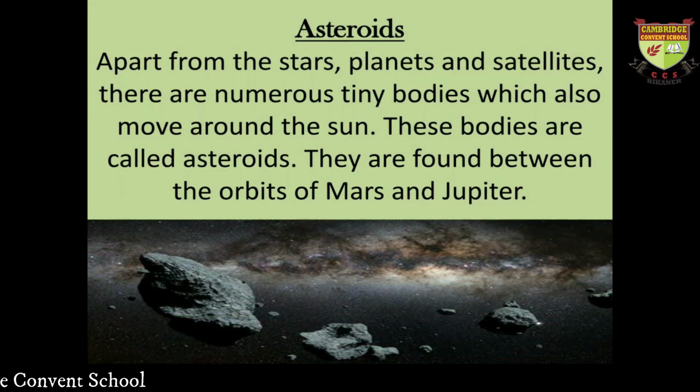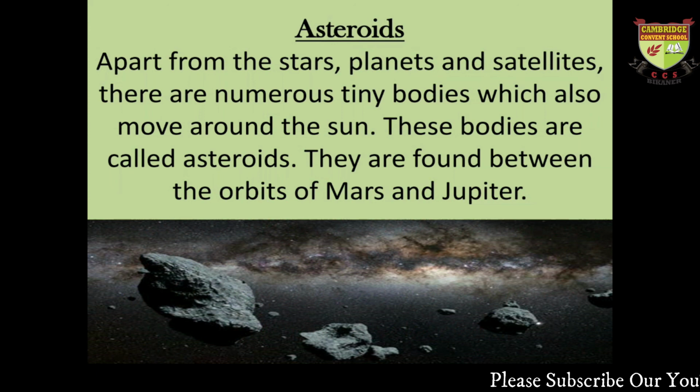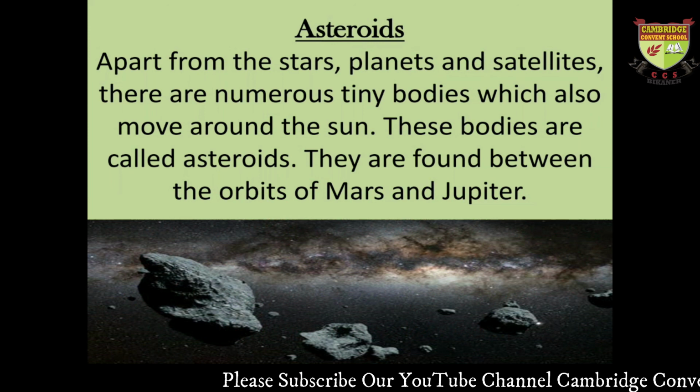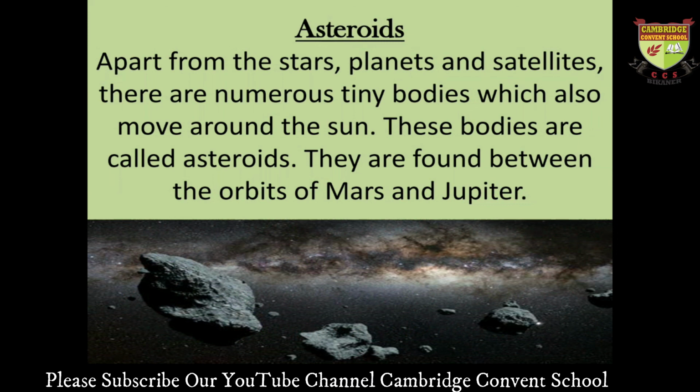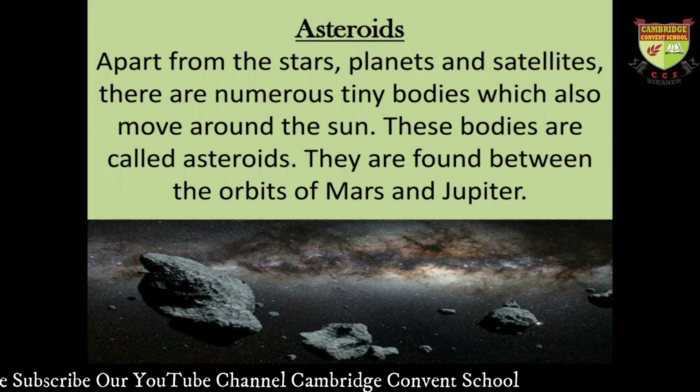Asteroids. What are asteroids? Apart from the stars, planets, and satellites, there are numerous tiny bodies which also move around the sun. These bodies are called asteroids. They are found between the orbits of Mars and Jupiter. As you can see in the picture of the asteroids, they are all part of the solar system, as I told you.